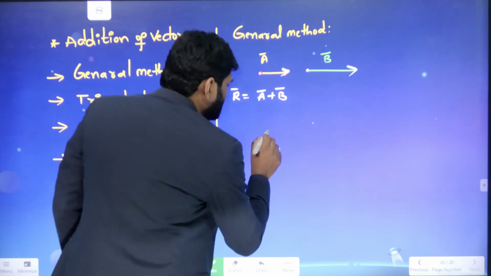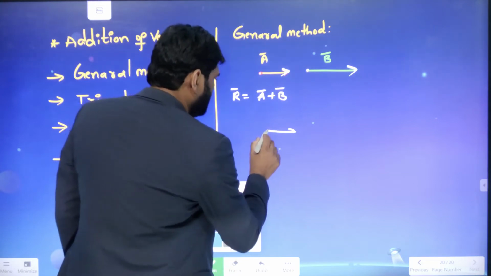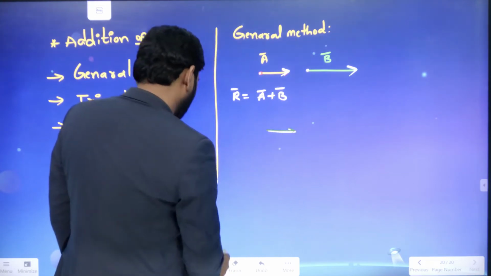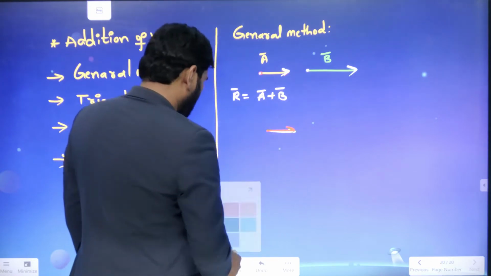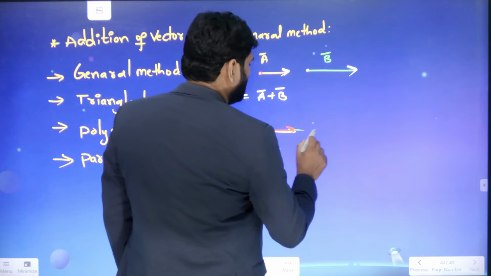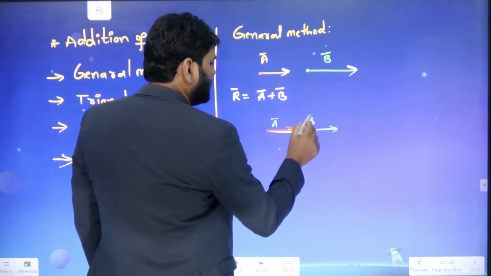Now I will show this. This is the first vector here. It is not appearing. So this is your first vector, and this is your second vector. This is A bar and this is B bar.